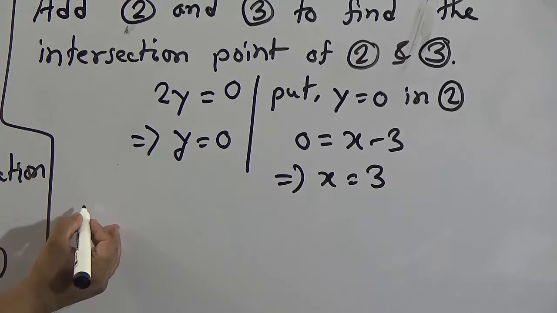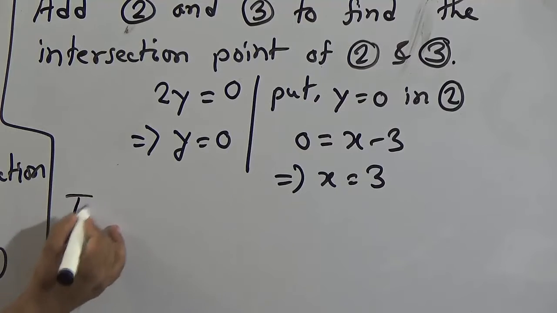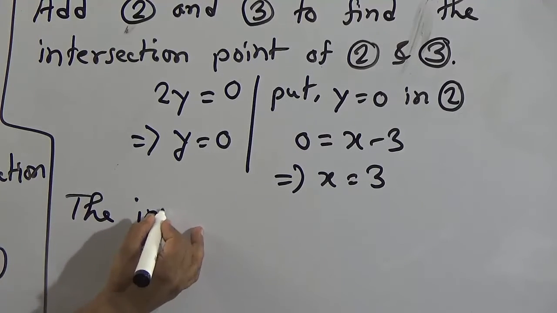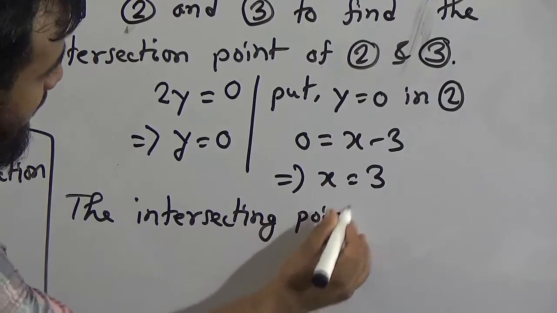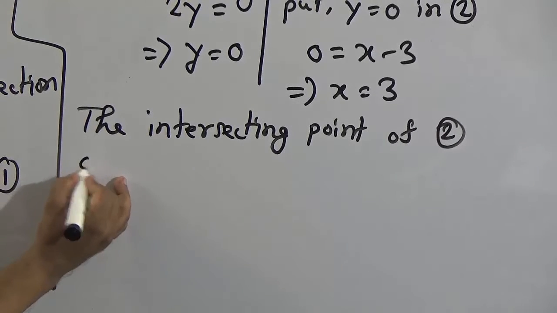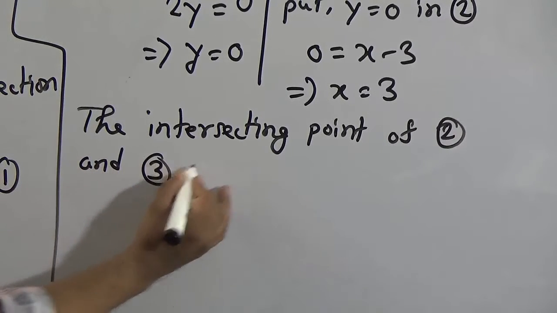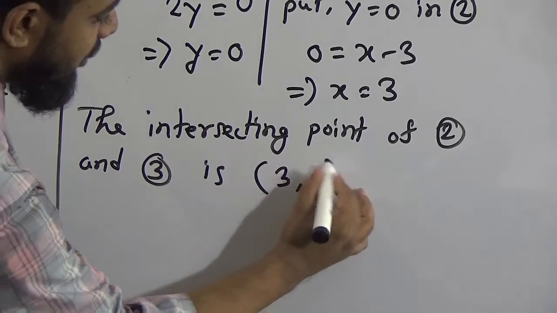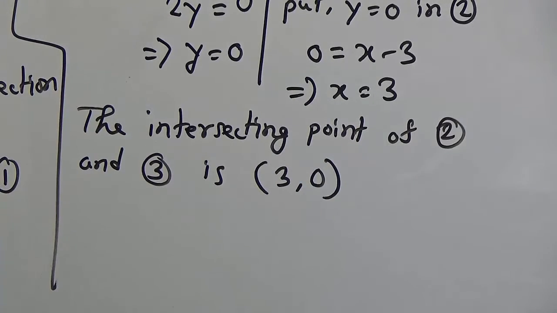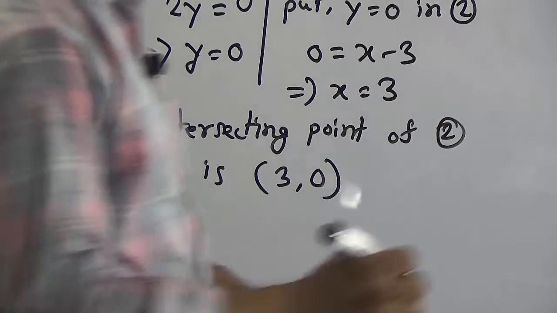Okay, now write down this one. The intersecting point of 2 and 3 is, abscissa is 3 and ordinate is 0. 3, 0 is our third point. Now I am going to find the fourth point of the quadrilateral. Okay, the solution is rather long, but it's so easy, right?